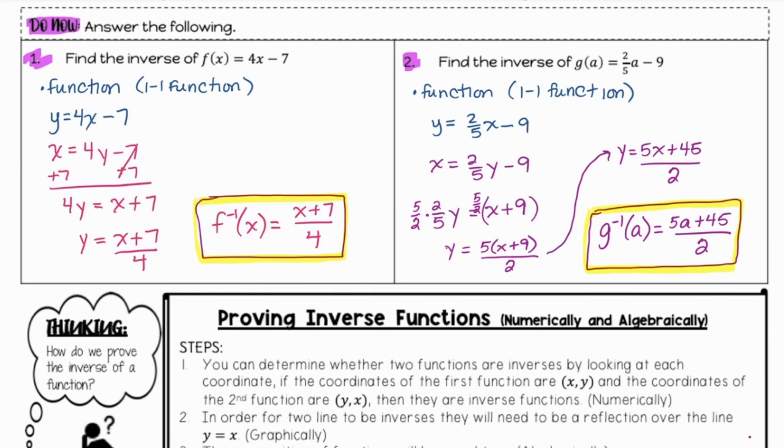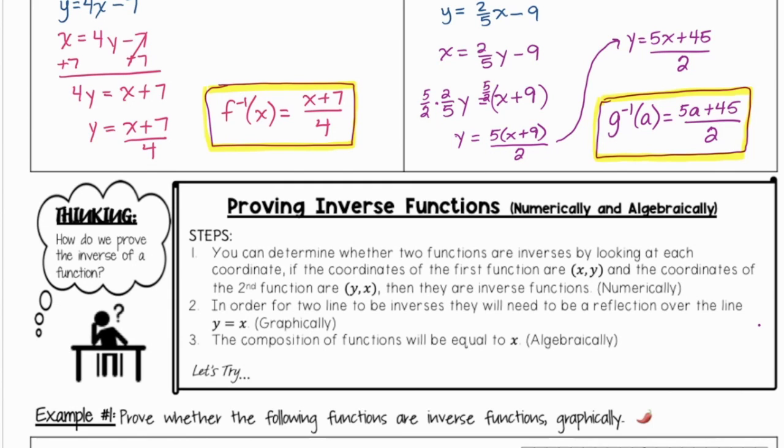The first thing we should be looking for when they're asking us to find the inverse is to determine if it is a one-to-one function. So I know I have a linear function, therefore it is a function and it is one-to-one. I end up rewriting the equation in terms of x and y, swapping the x and y's, solving for my new y, and writing my answer in correct inverse notation. For number two, the process is exactly the same. Be careful with your inverse notation here. We had a g function with an a input, so my g inverse of a would be equal to 5a plus 45 over 2. So just be careful with the input that we originally had.